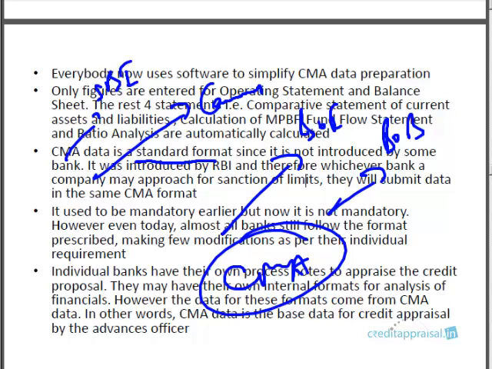Banks, for their internal purpose to analyze companies, may have their own internal formats. This might vary from bank to bank. So for SBI they might have a separate format to analyze financials. The format might differ from bank to bank. But from a company's point of view, the CMA format is a standard format.